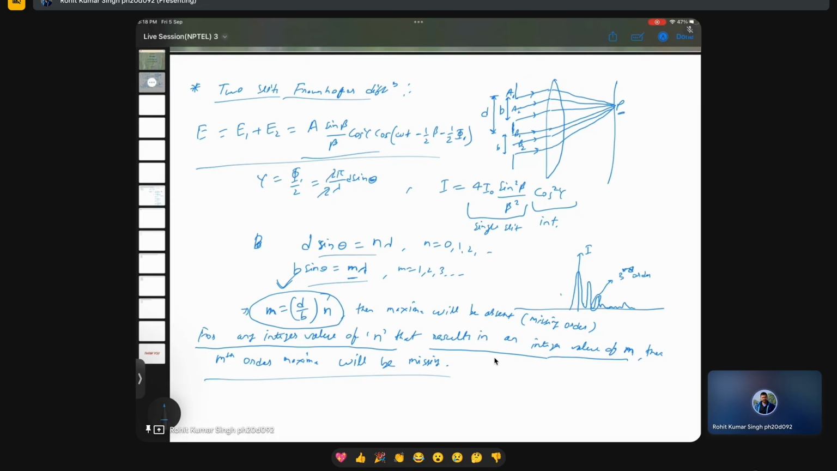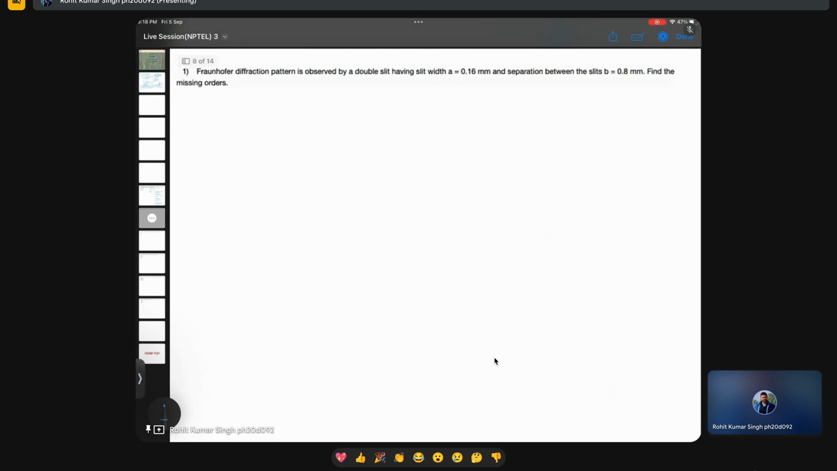So okay, let's solve another problem based on this, then it will be more clear. This is another one: Fraunhofer diffraction pattern is observed by a double slit having a slit width of 0.16 mm. So let's represent it by B. B is given, and the separation between the slits is given, which we are calling D. So let's call it that. Now we have to find the missing orders.